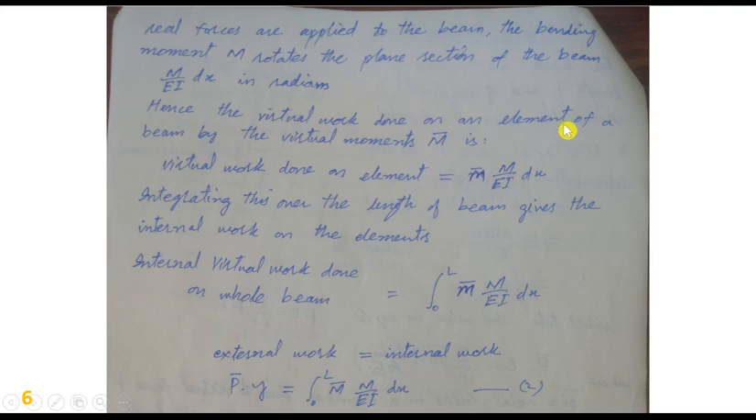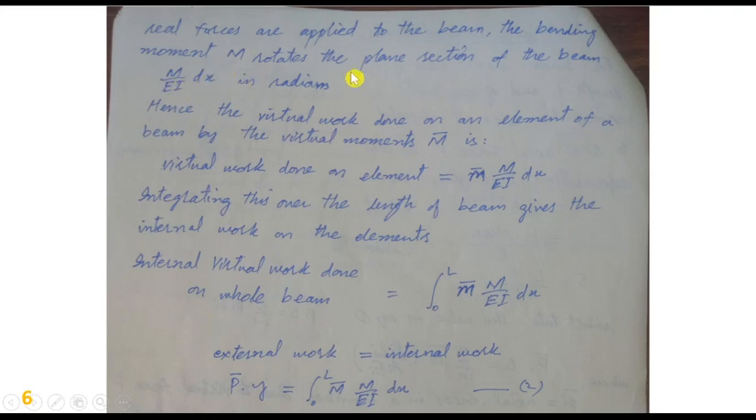The virtual work done on an element of a beam by the virtual moment m bar is equal to m bar into m over EI into d theta. Here m bar is the virtual moment due to the fictitious force applied, and d theta is the rotation, whose value is m over EI into dx.